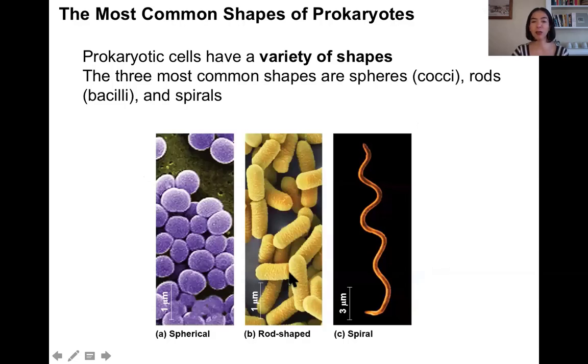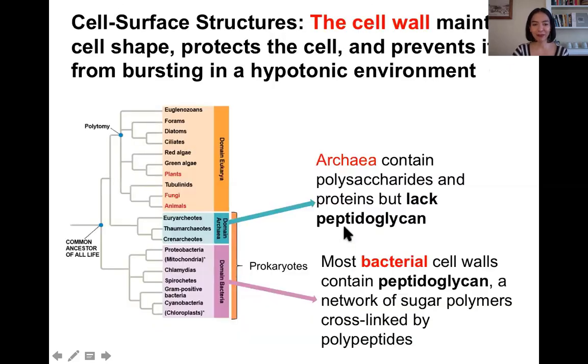The most common shapes of prokaryotes are divided in these three forms, which are spherical, also called coccus, or cocci in plural. These rod shapes are bacillus, or bacilli in plural, and the spiral, which is just spirals in plural. It's very easy, that one.